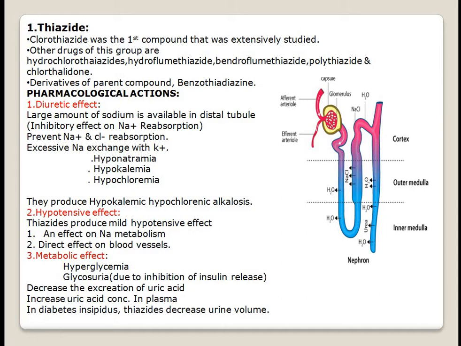Normally it shows the action in the DCT, distal convoluted tubule, where sodium, potassium, chlorine, bicarbonate are present. The sodium reabsorption will be more. The exchange of sodium and potassium will happen. That's why the potassium level decreases, and it produces hypokalemic, hypochloremic alkalosis. These are all the effects of thiazides.